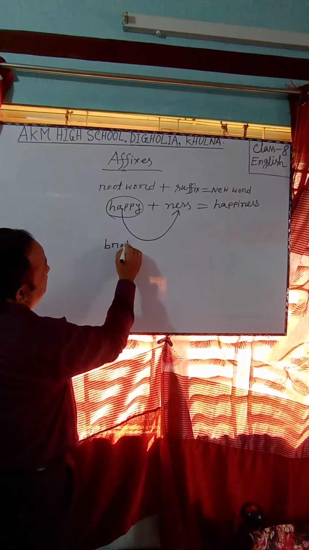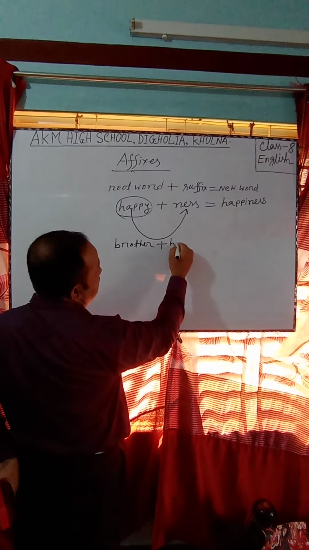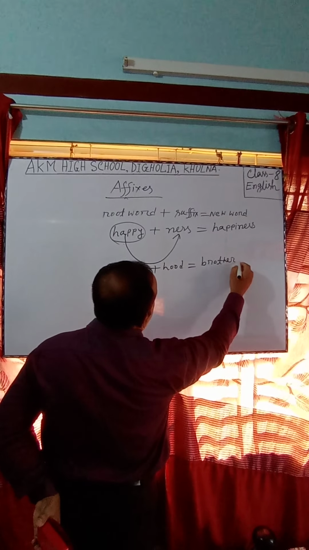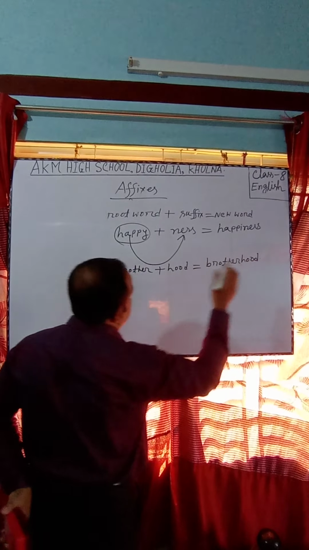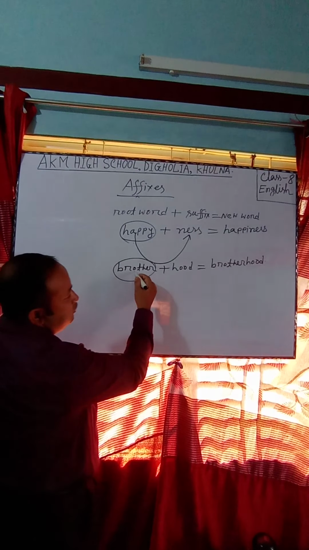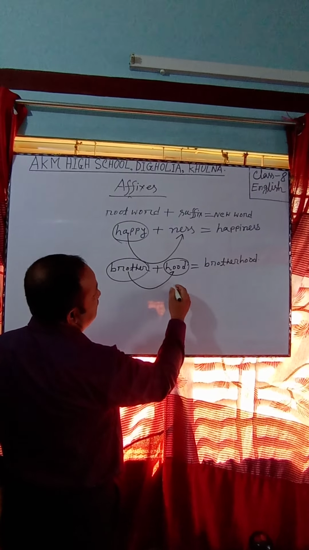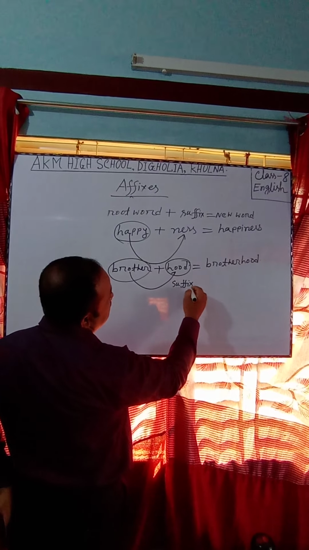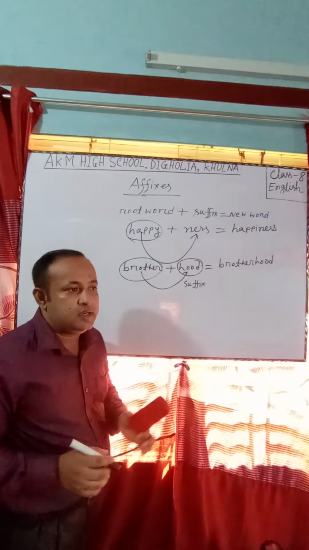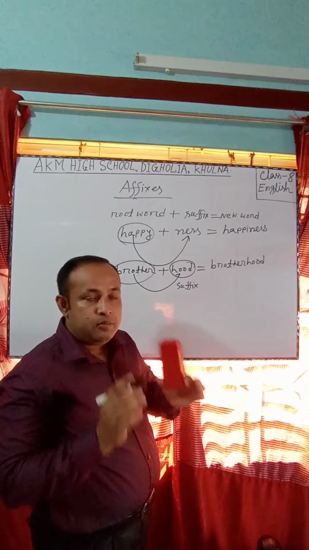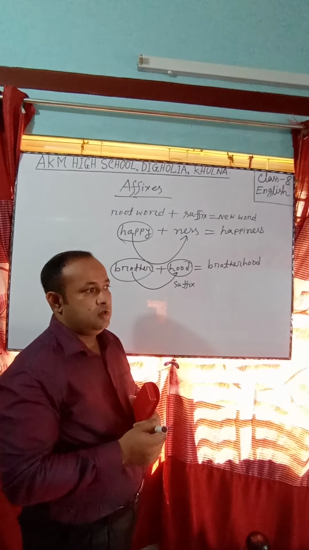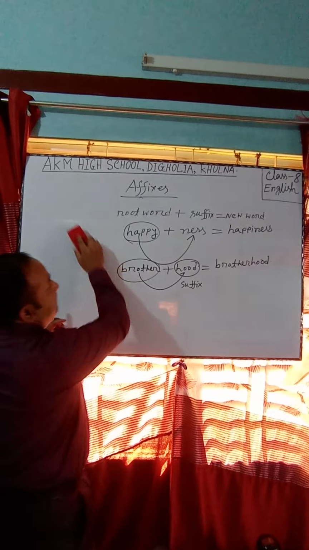Brother plus hood, brotherhood. This is the root word, and after the root word we will use a suffix. This is the system of derivative words, or creating new words for the sentences.